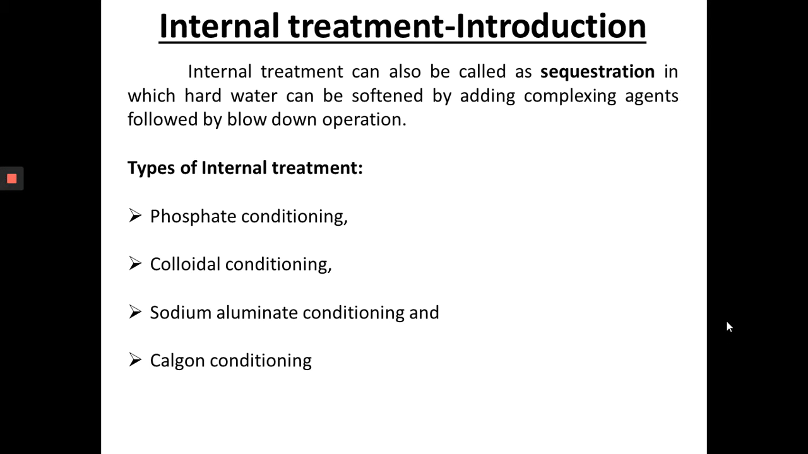Internal treatment. An internal treatment can also be called sequestration, in which hard water can be softened by adding a complexing agent followed by the blowdown operation. And various types of internal treatment are available: phosphate conditioning, colloidal conditioning, sodium aluminate conditioning, and calcium conditioning.